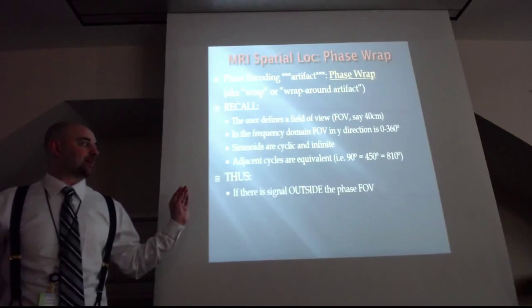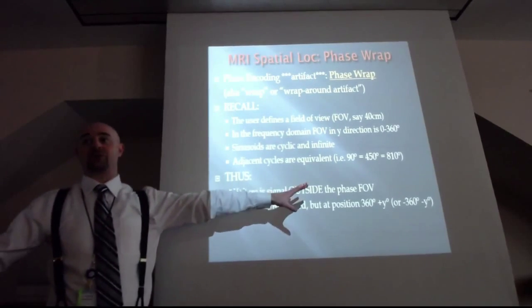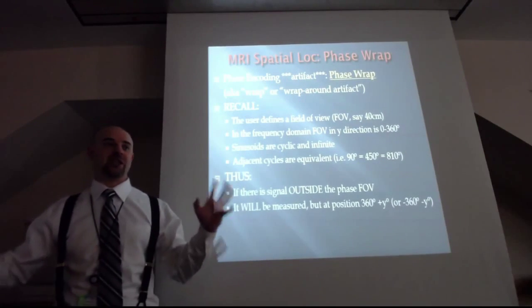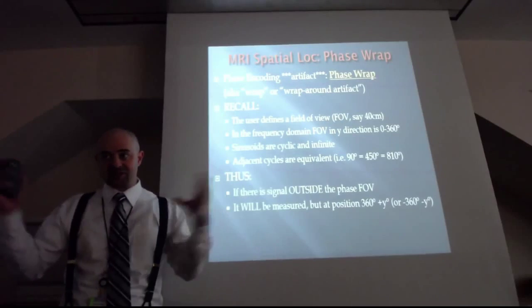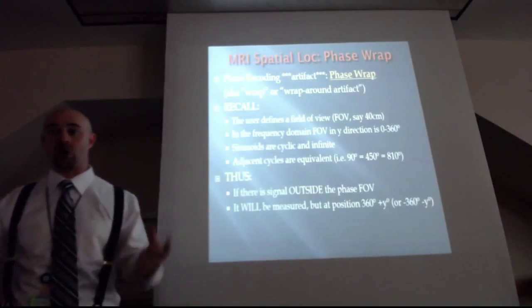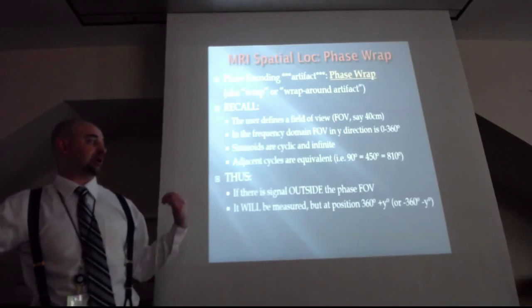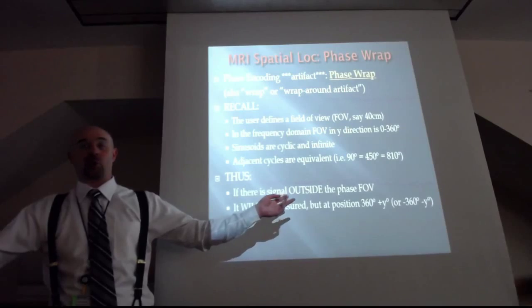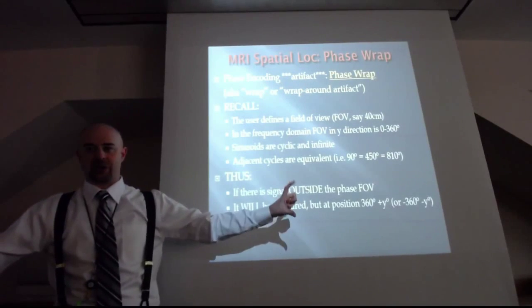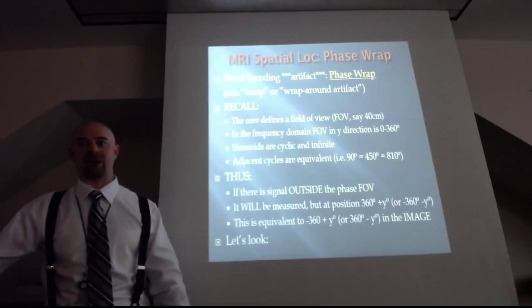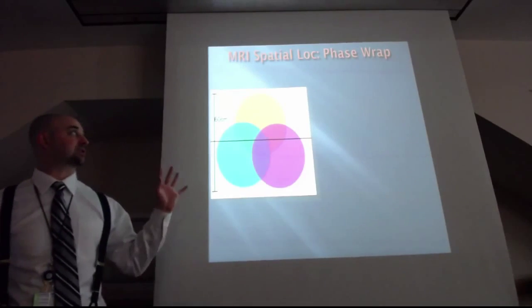So if you have a signal outside of your designated field of view, it will still be measured because you can't help it. The antenna listens to everything in the bore of the magnet, no matter what, under all circumstances. It's all an additive signal, right? So it will be measured, but at an equivalent position within the 360-degree range. To talk about it in math terms sounds really confusing. Let's just take a look.